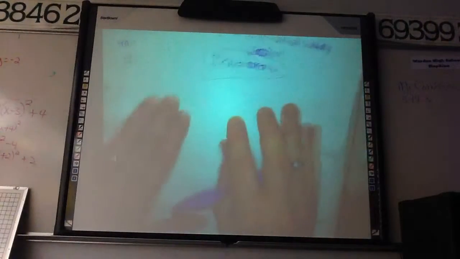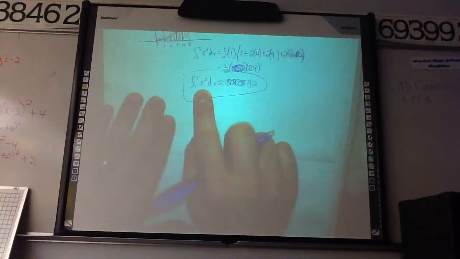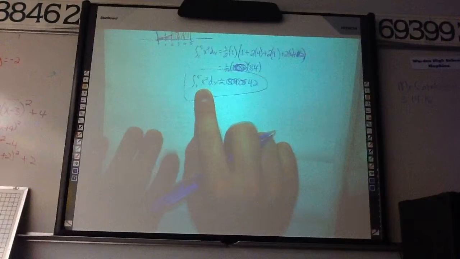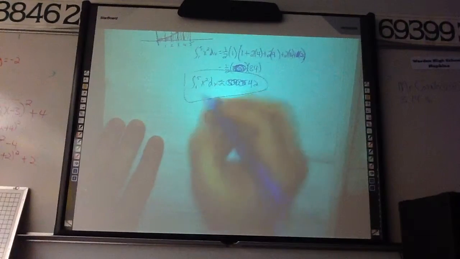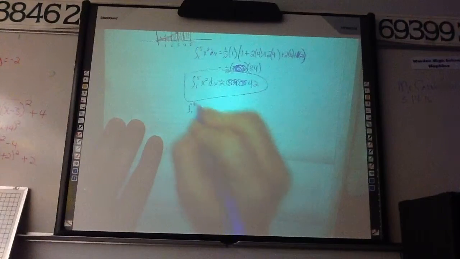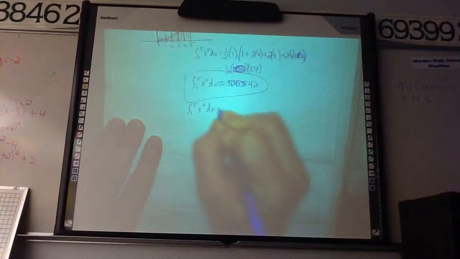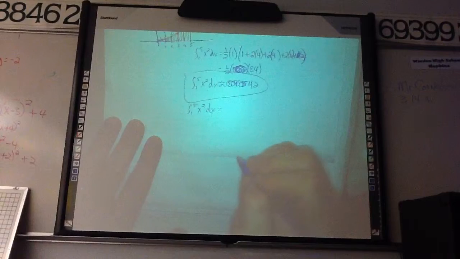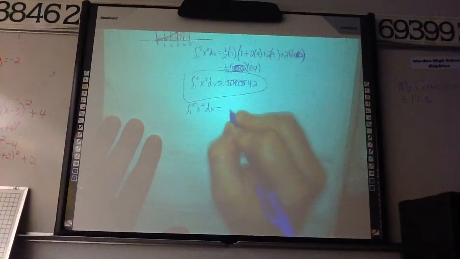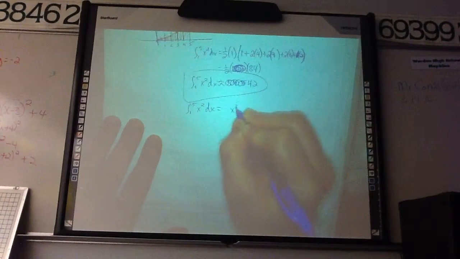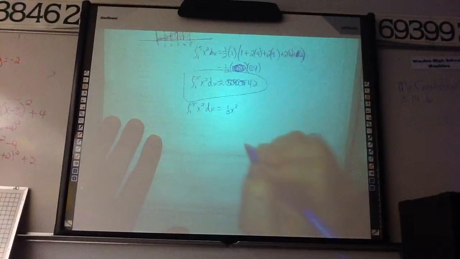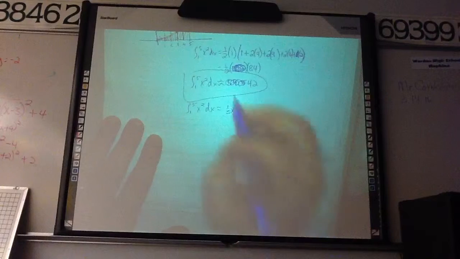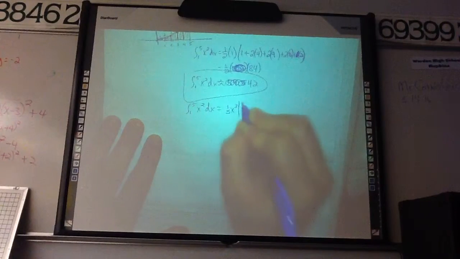I might as well show you how to do that one by hand. It's the same process. We didn't do this by hand, but watch. The integral from 1 to 5 of x squared dx equals, what's the antiderivative of x squared? X to the third. It is x to the third, but what do you need? 1/3. 1/3 x to the third. That's the antiderivative, and we're going to do that from 1 to 5.